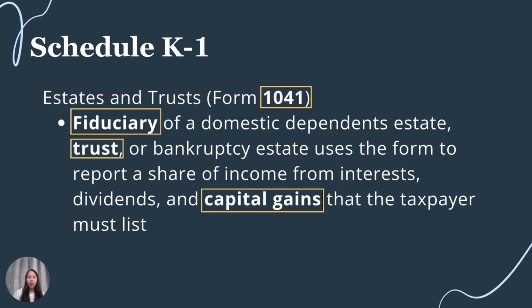For K-1 schedules on estates and trusts, we will be using Form 1041. And some vocab for you to understand is fiduciary. A fiduciary of a domestic estate, trust, or bankruptcy estate uses the form to report a share of income from interest, dividends, and capital gains that the taxpayer must list. So the fiduciary basically issues the Form 1041 in which the taxpayer will report this number on their tax return, and they can come into a VITA site to get their tax return voluntarily prepared if they have these certain qualifications.